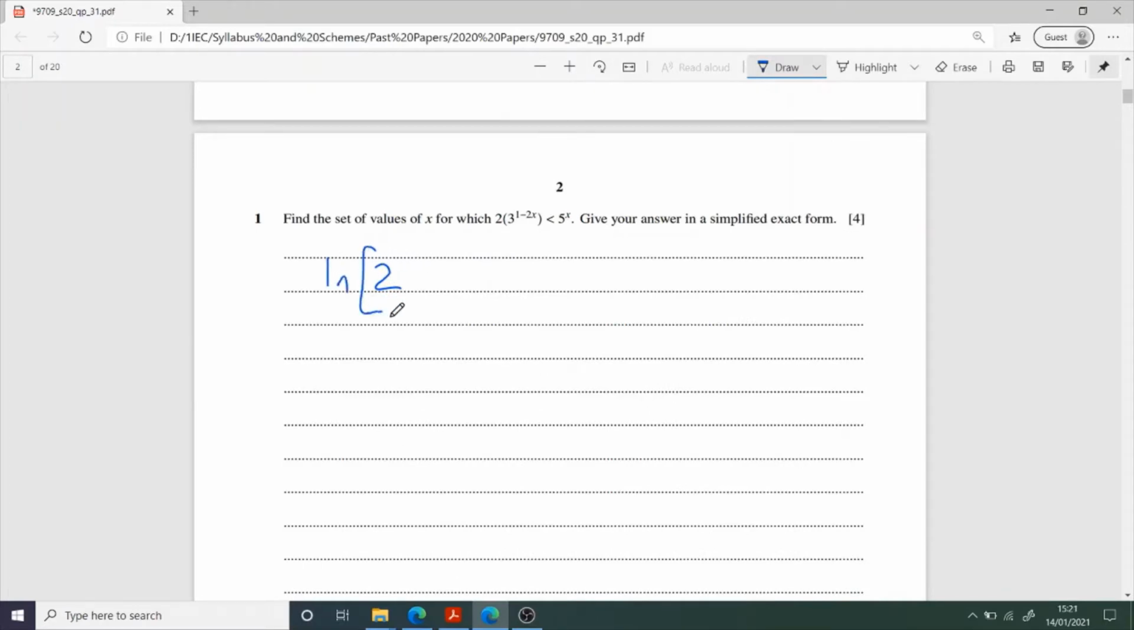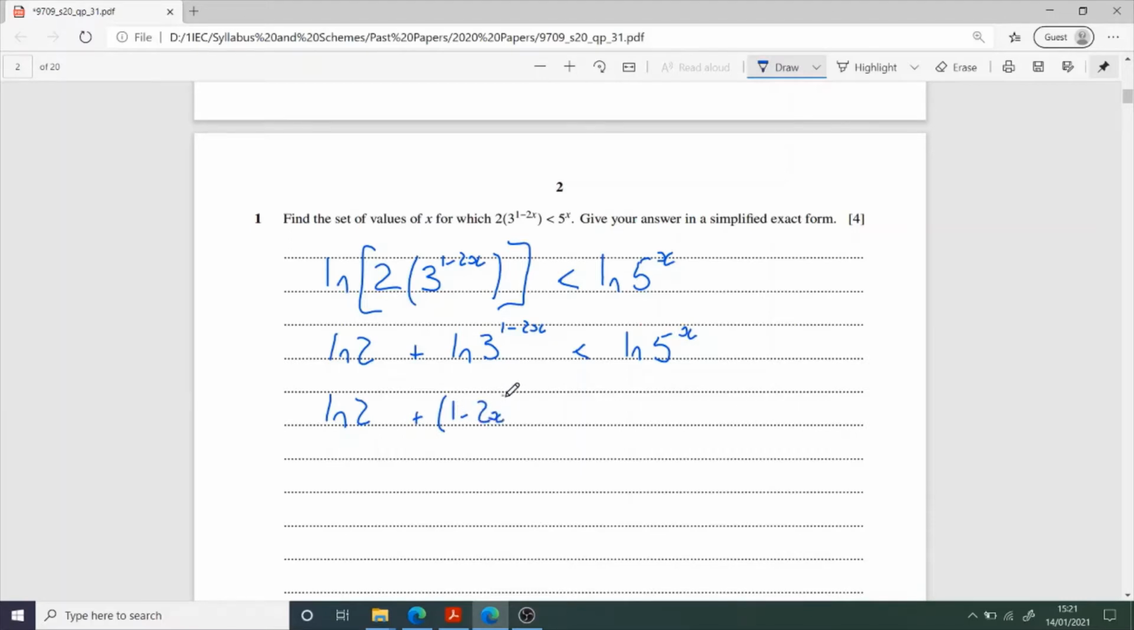We are going to need to take logs to begin with to maybe try and split some of these terms up. So I'm going to begin by taking logs of both sides. Okay, and we have two things multiplied together within the log here, which means we can split them up as ln2 plus ln3 to the power of 1 minus 2x is less than ln5 to the power of x. Now we can use our power law to bring these powers down. And we can bring this power down as well, x ln5.